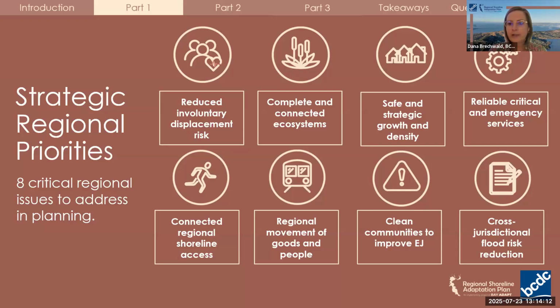Strategic regional priorities guide local planning while ensuring efforts align across jurisdictions. And if a strategic regional priority is present in your community, they must be addressed in local plans. Because these priorities are deeply interconnected, addressing them effectively requires collaboration that goes beyond business as usual. But together, they'll offer a clear path forward to a more coordinated, equitable, and resilient shoreline.